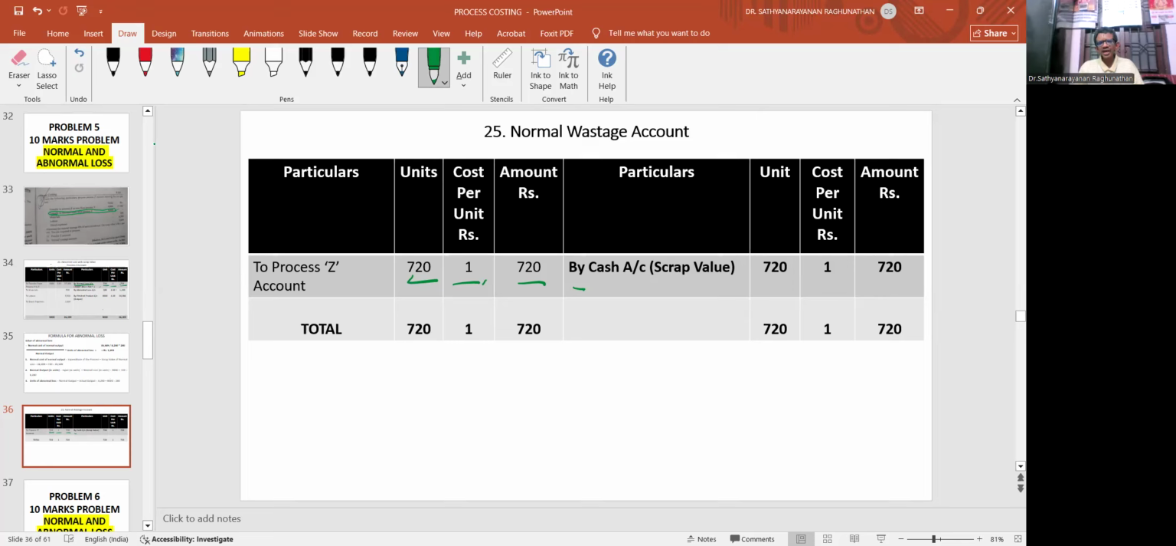Cash account debtor. When you are selling at the scrap value, the entry will be cash account debtor to normal loss account. So in the credit side of the normal loss account, you are making the posting entry as by cash account, within bracket scrap value. It shows that you sold at the scrap value. So 720 units at rupees 1 each, 720 rupees. That's all. Both sides got tallied. Please take a screenshot of this.